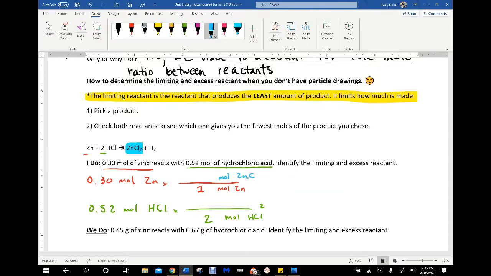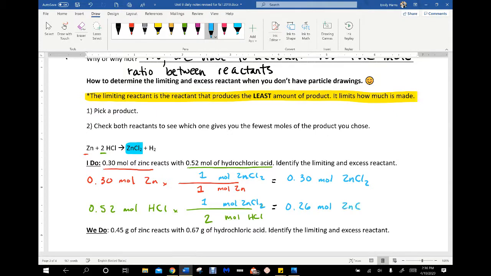Zinc chloride also has a coefficient of 1 as well. There we go. So it's a 1-to-1 ratio for zinc, and then a 2-to-1 ratio when we're using hydrochloric acid. Then we'll be able to solve. So for the first part, it's just 0.30 times 1 divided by 1, which is still the same amount, 0.30 moles of zinc chloride.